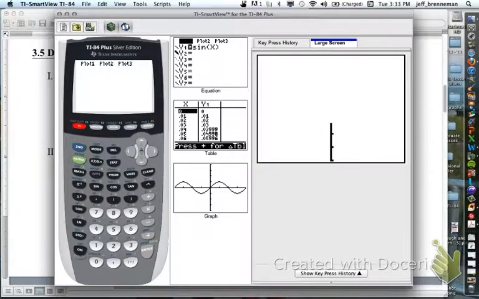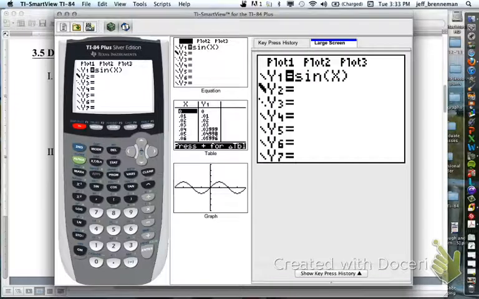Okay, so let's go to y equals, and in y sub 2, let's go ahead, and those of you that have the new TI-84s, you'll be able to follow along with this. Those of you that do not have the TI-84s, just wait patiently, and I'll do my best to explain to you what you need to type in.